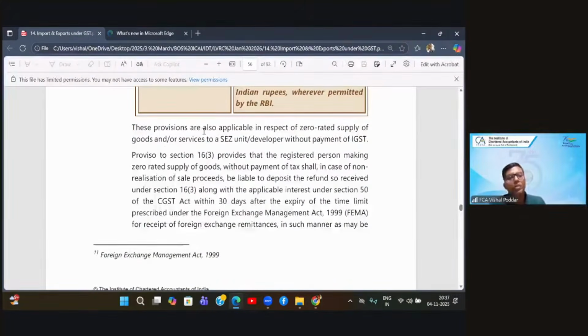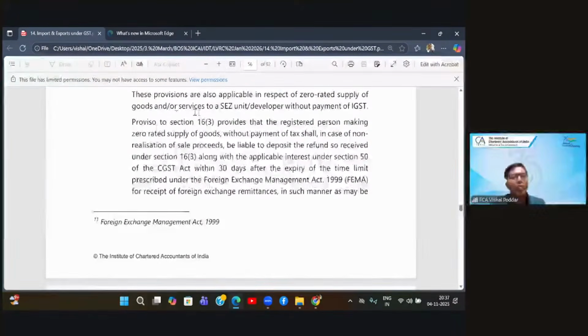Now, these provisions are also applicable in respect of zero-rated supply of goods service to SEZ without payment, that is under LUT. Now, proviso to section 16(3) provides that a registered person making zero-rated supply of goods without payment of tax shall, in case of non-realization of sale proceeds, be liable to deposit the refund so received under 16(3) along with applicable interest under section 50 within 30 days after expiry of the time limit prescribed under FEMA.